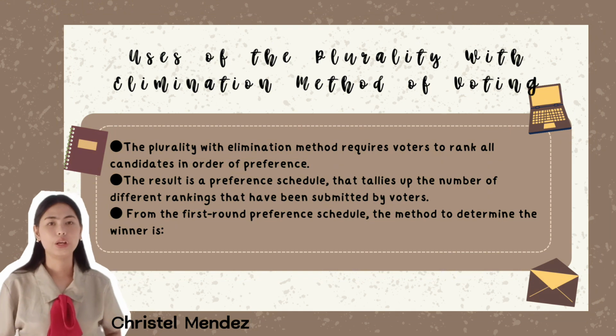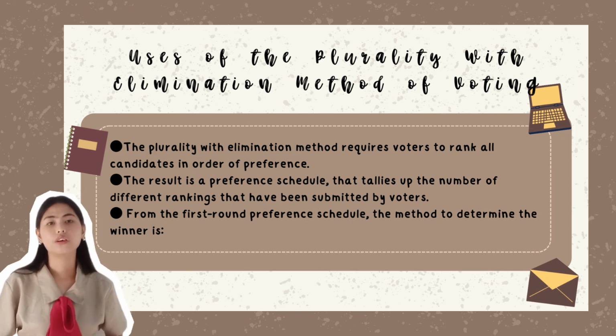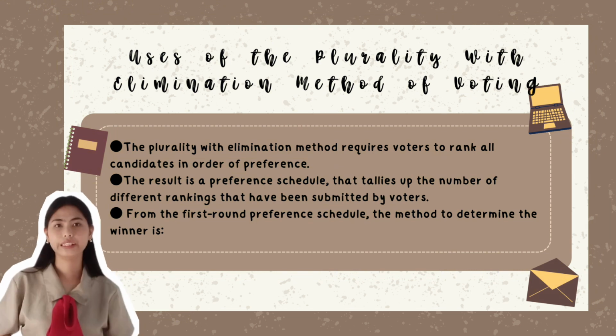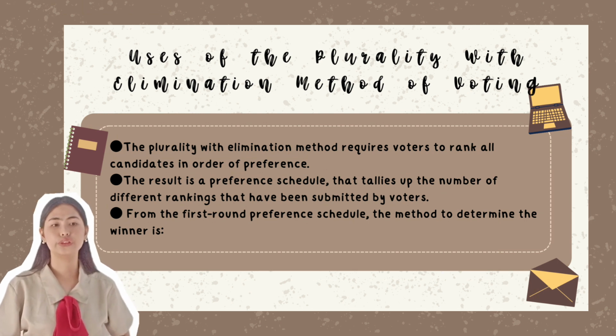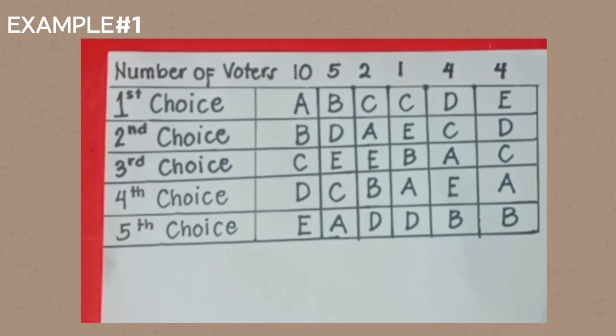Uses of the plurality with elimination method of voting. The plurality with elimination method requires voters to rank all candidates in order of preference. The result is a preference schedule that tallies up the number of different rankings that have been submitted by voters. From the preference schedule, we're going to take a look at using the plurality with elimination method to determine who the winner of this election would be. So here is our preference schedule.